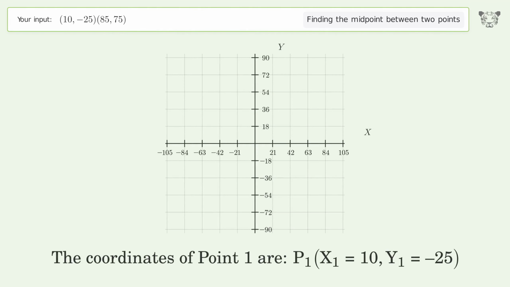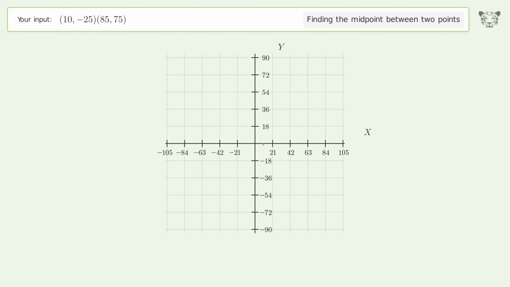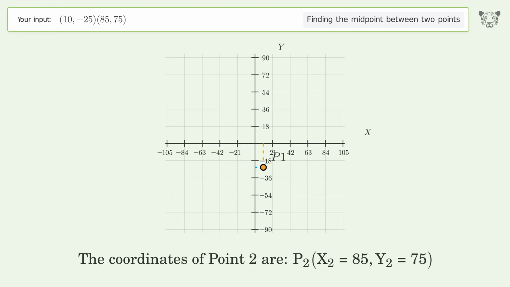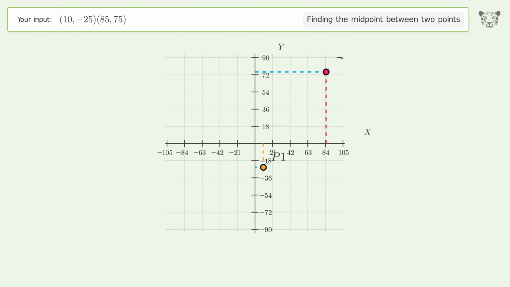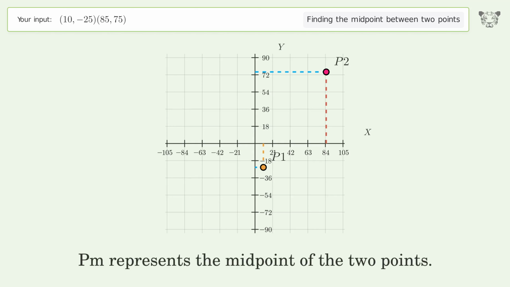The coordinates of point 1 are x1 equals 10, y1 equals negative 25. The coordinates of point 2 are x2 equals 85, y2 equals 75. PM represents the midpoint of the 2 points.